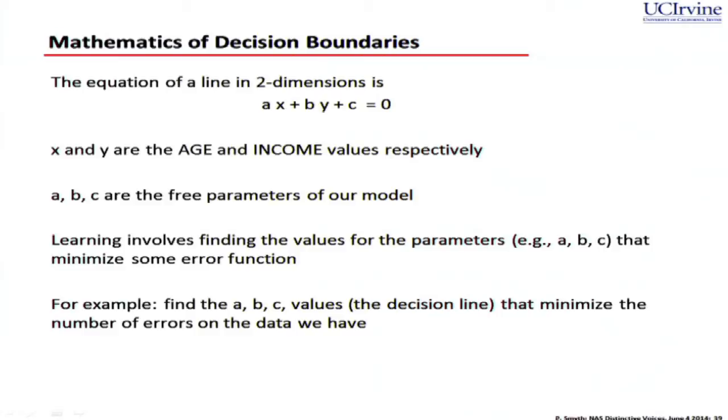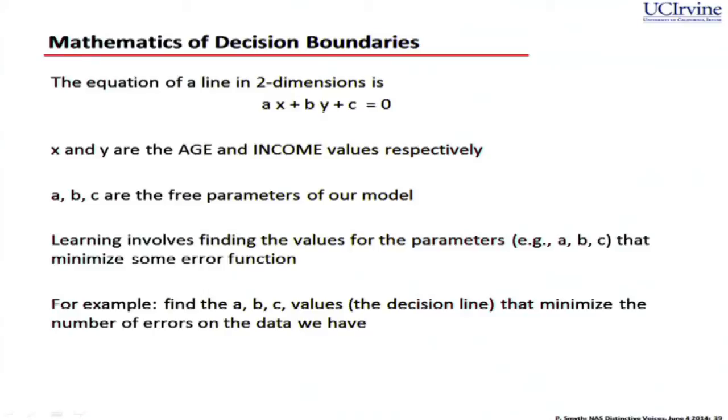A little bit of math. This is my only equation, I think. The equation of a line in two dimensions has three parameters: the intercept c and the coefficients for x and y. This will give us a line in two dimensions. x and y are the age and income values, and a, b, and c are the free parameters.